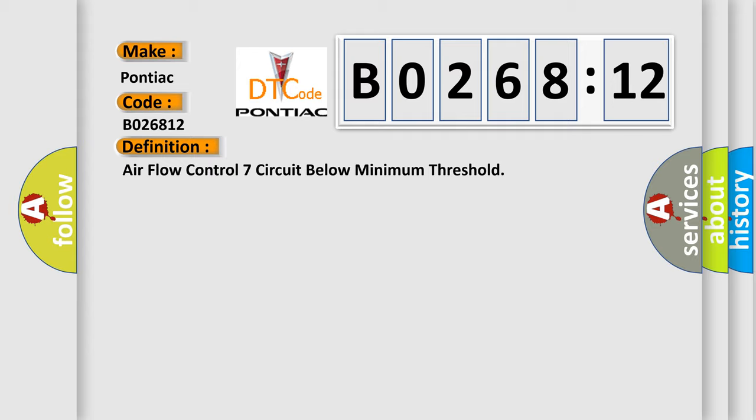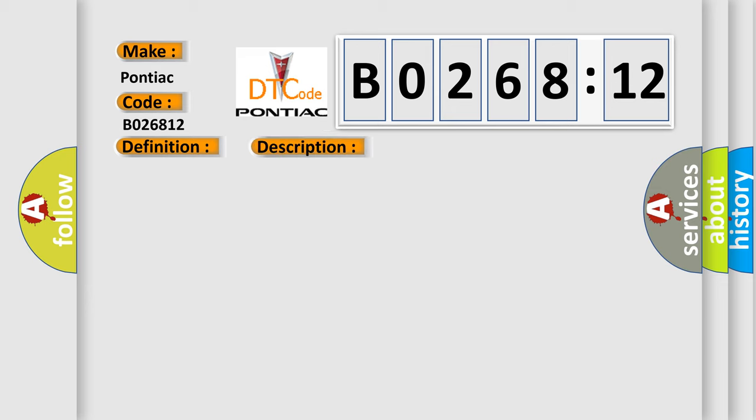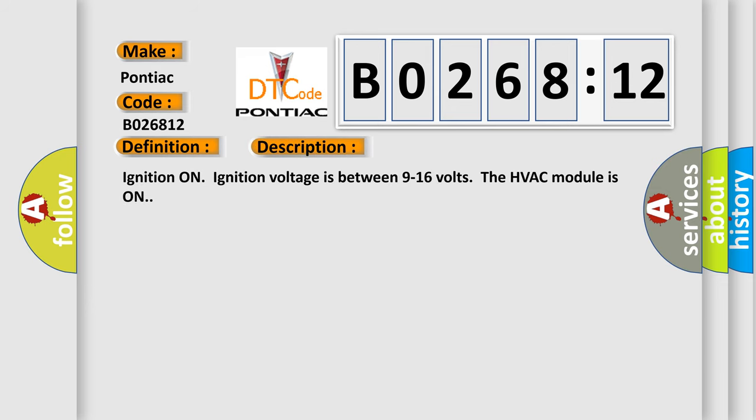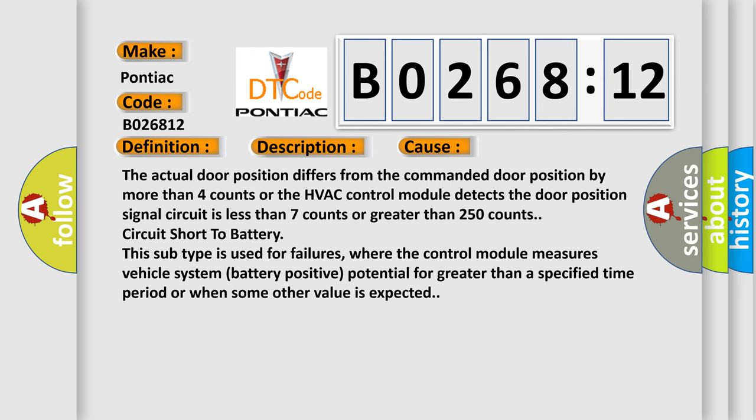And now this is a short description of this DTC code. Ignition on, ignition voltage is between 9 to 16 volts. The HVAC module is on. This diagnostic error occurs most often in these cases.